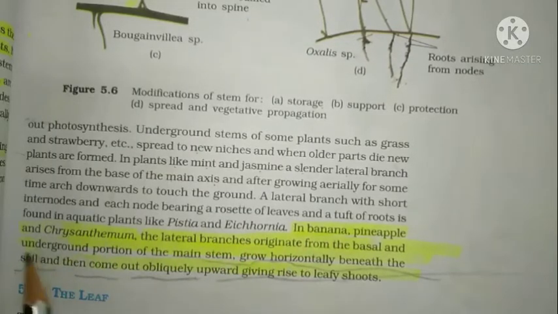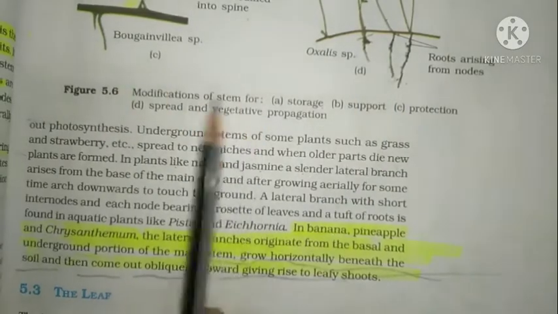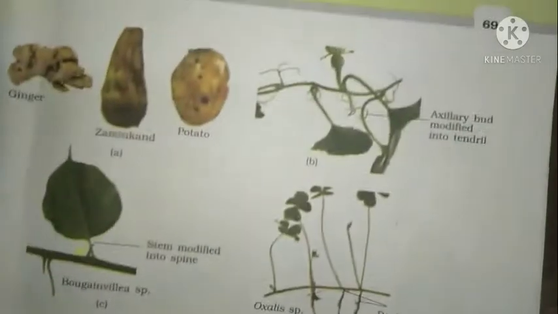In banana, pineapple and chrysanthemum, the lateral branches originate from the basal underground portion of the main stem, grow horizontally beneath the soil and then come out obliquely upward, giving rise to leafy shoots. When you see figure 5.6, here is a modification of the stem for storage.